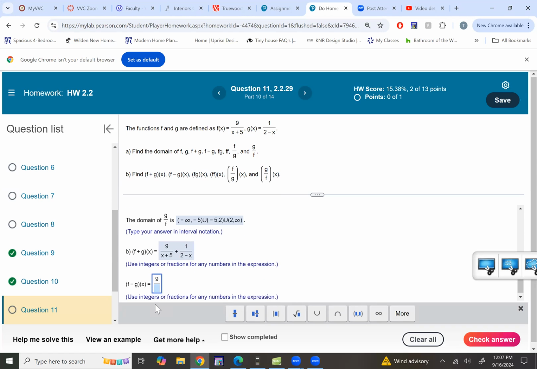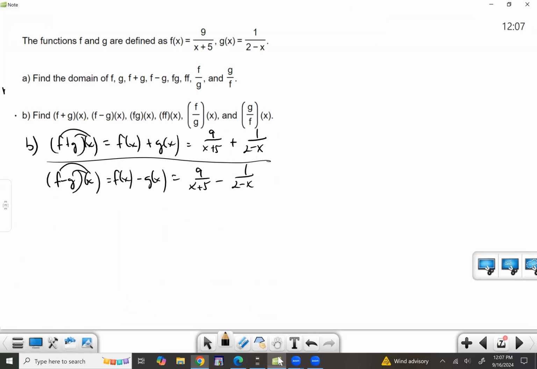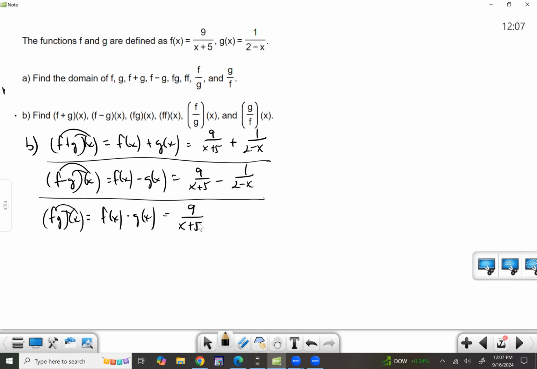So 9 divided by x plus 5 minus 1 divided by 2 minus x. All right, I believe the next one is times, right? So f times g of x means f of x times g of x, because the x goes with both. So we're going to take this one, and we're going to multiply it by this one.